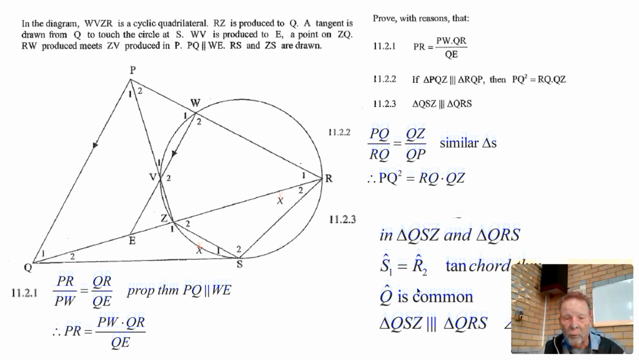Well, if we match up two angles, it means all three angles must match up. So therefore triangle QSZ is similar to triangle QRS because their angles match up. And there we go. We've done another question.